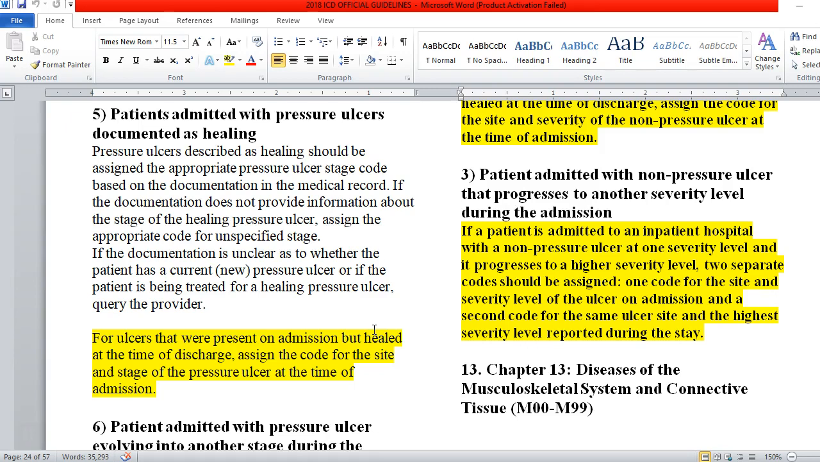However, for ulcers that were present on admission but healed at the time of discharge, assign the code for the site and stage of the pressure ulcer at the time of admission, because we were treating it. So we need to know if a patient was discharged from the hospital and their pressure ulcer has healed. We still need to document that because we were actively doing wound care during this point of time. So we want to make sure we get paid for that. That needs to go on the billing forms.